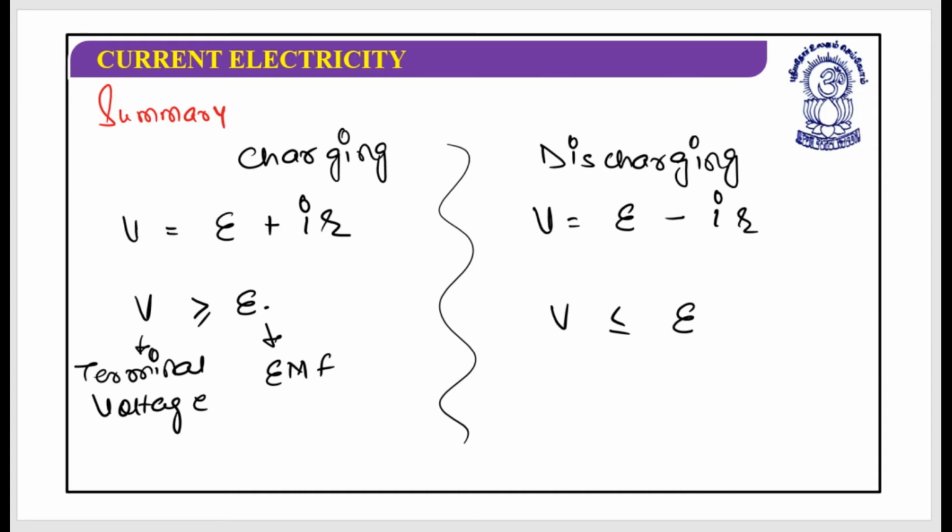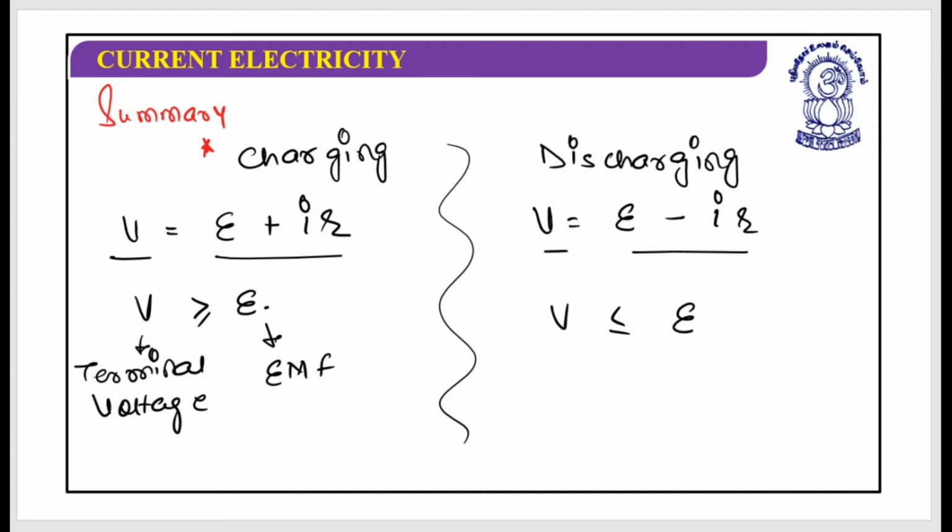Is it clear? So if it is the case of charging of a cell, V is equal to E plus IR, and if it is the case of discharging of a cell, V is equal to E minus IR. This is the exceptional case, but it is there. So if they say that terminal voltage is always less than the EMF of a cell, it is not 100% correct. I hope these things are clear.